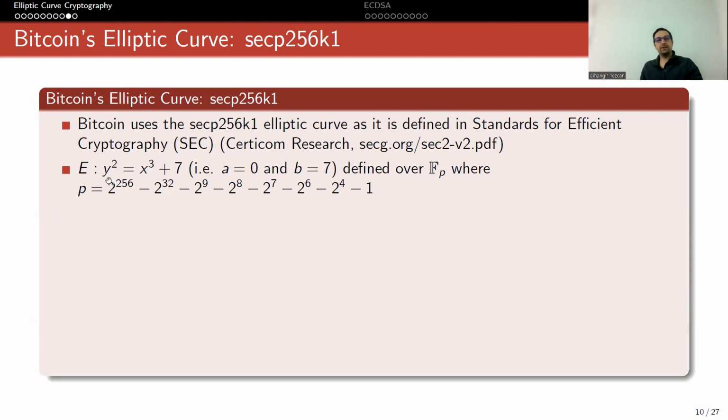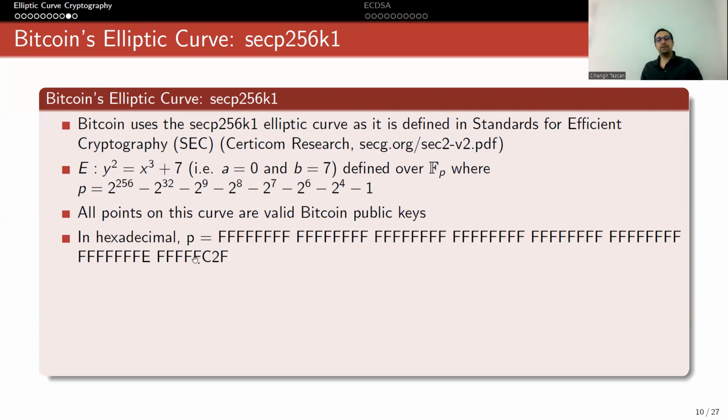So the elliptic curve is something simple: y squared equals x cubed plus 7. So a is chosen as 0, b is chosen as 7. And this is defined over Fp, where p is this number. As you can see, it's a huge number, 2 to the 256 minus these small values, but it turned out to be a prime number. In hexadecimal notation, this p is represented like this.